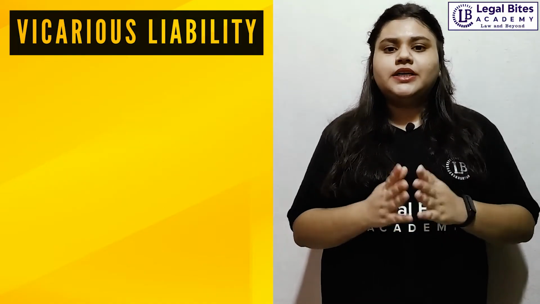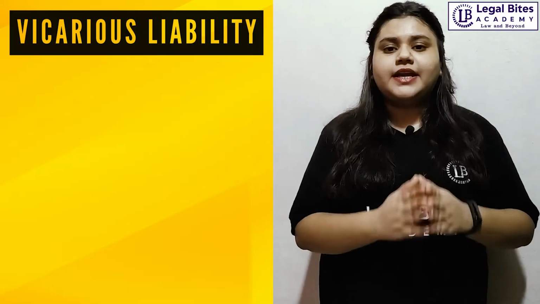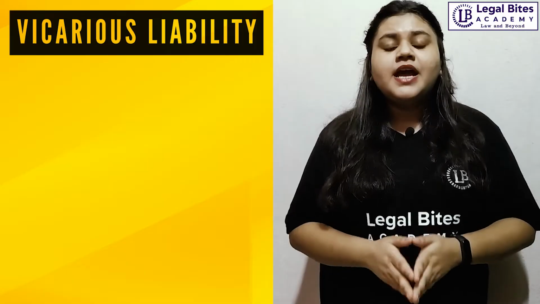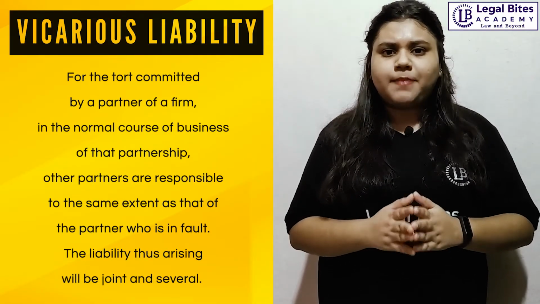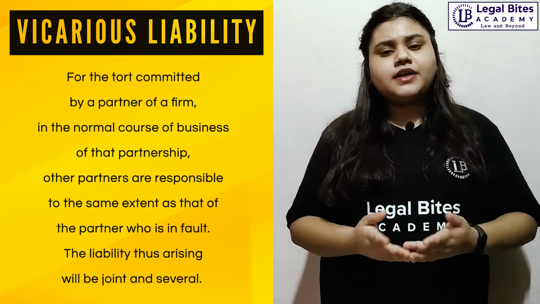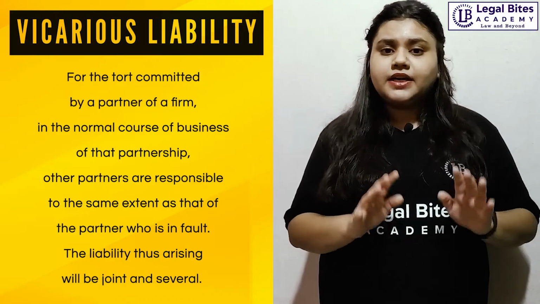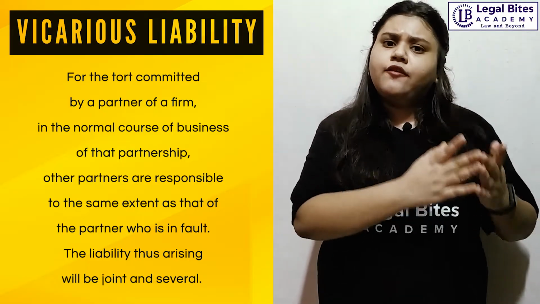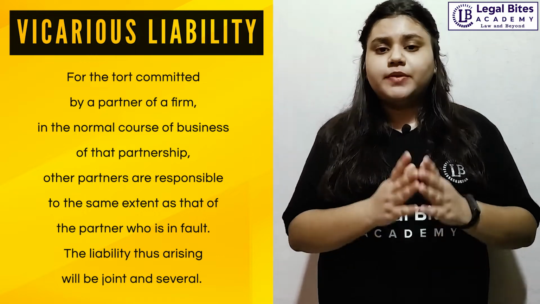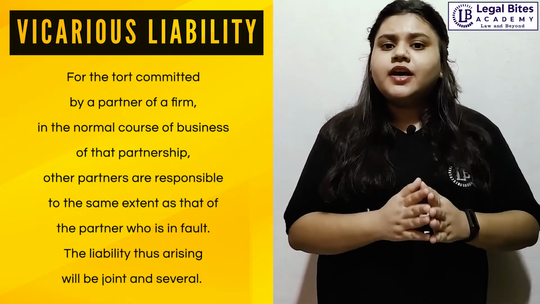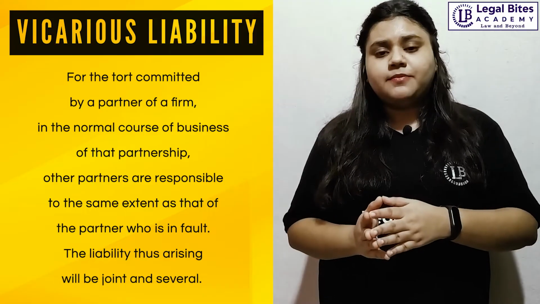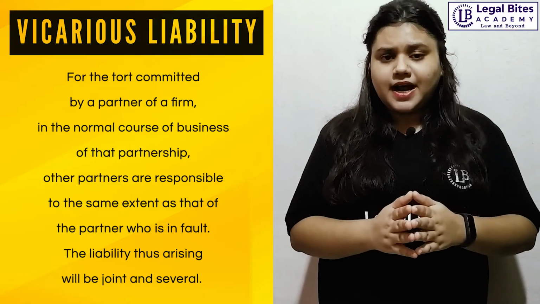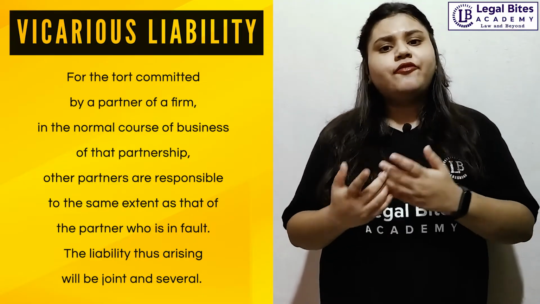Now coming to our third relationship which is governed under vicarious liability, that is partners in a partnership firm relationship. Section 25 of the Indian Partnership Act states that every partner is liable for all the acts done in the firm while he is a partner. For any tort committed by any of the partners in the normal course of business of that partnership, every other partner will be as responsible as the one who is at fault. The liability thus arising will be joint and several.